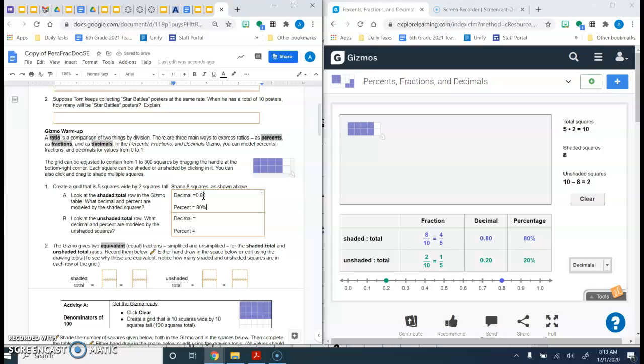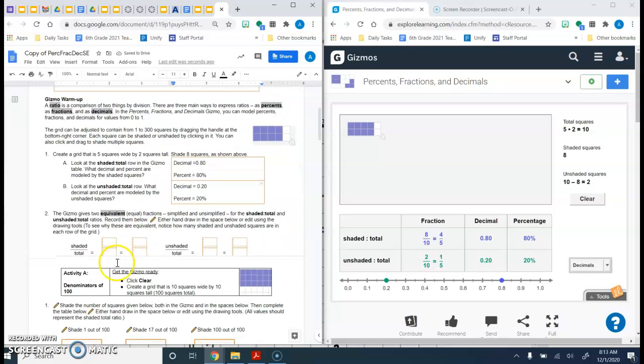Okay? So now we're going to look at the unshaded to the total. So this one is looking at the bluish or purplish shaded in area. Now the unshaded we're looking at these white squares, the ones that we did not shade in yet, okay? And we're going to write the decimal, 0.20, so 20 hundredths or 2 tenths. And then the percent, which is 20%, okay?